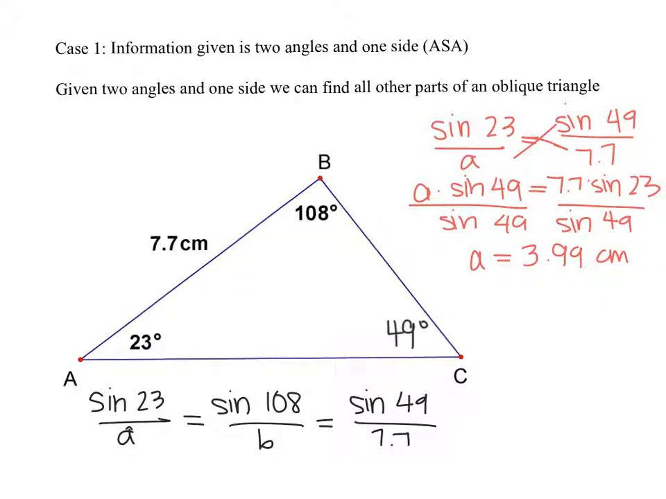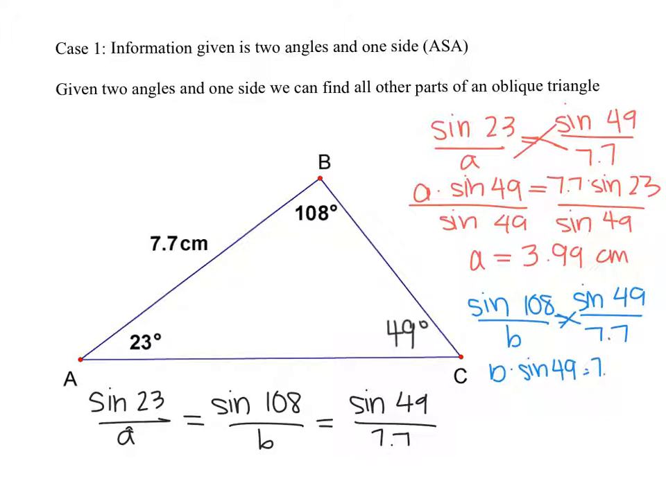Let's set up the ratio to solve for B. Sine of 108 over B equals sine of 49 over 7.7. Again, we cross multiply. So B times the sine of 49 equals 7.7 times the sine of 108, divide by the sine of 49, and we get that B is about 9.7 centimeters if you plug that into your calculator.